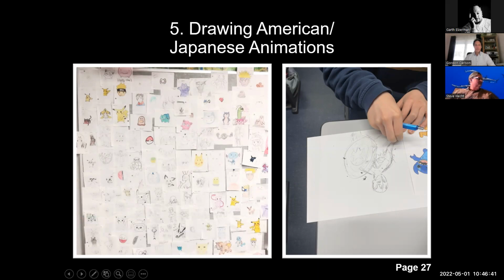I didn't know how many there were, truthfully, when we started, but I do have an idea now, and the students really got into it. And on the Japanese side, they drew the American Marvel characters, and they really enjoyed that part too.